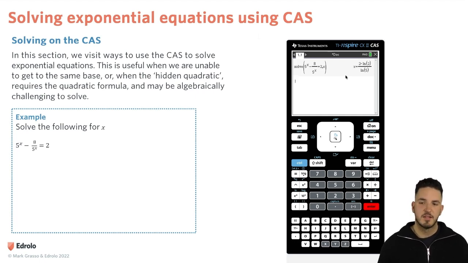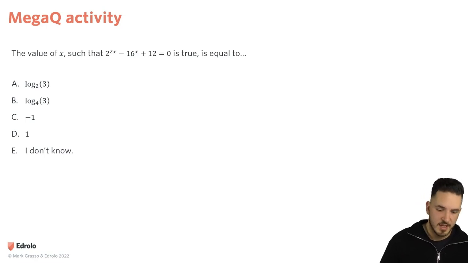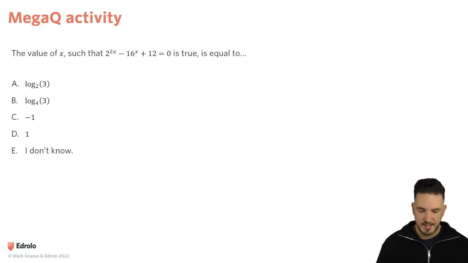However, if you do want it to find it to a certain amount of decimal places, we would go Control Enter, and x would equal 0.86135, etc., and you would round accordingly. So solving on the CAS, you'll simply have menu, algebra, solve, plug in the equation that you've been provided, comma x, and then if you do get an exact value, make sure you press Control Enter for the decimals.